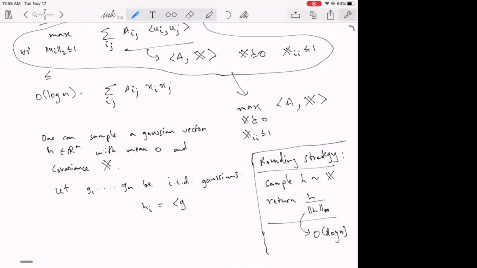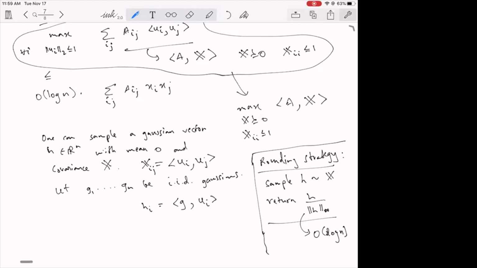Right. So let G1 through Gn be IID Gaussians. We want to sample a Gaussian vector that has mean 0 and covariance X. Since X is PSD, it can always be written as the Gram matrix. So Xij can be written as Ui inner product Uj for some ensemble of vectors, by the spectral theorem and the fact that it's PSD. Now we will take the ith entry of H to be this IID vector G inner product with Ui.